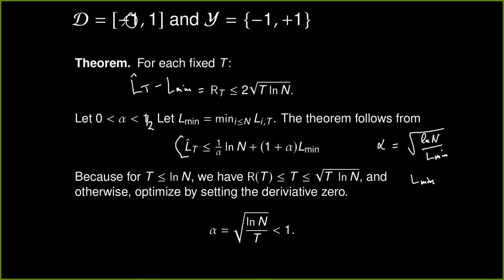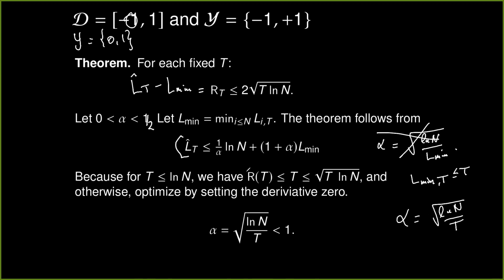D is the interval between 0 and 1, and y is in {0, 1}, just like in the previous example. So in this case, we know that L-min at time t is bounded by t, and we will use this upper bound in our choice of alpha. We set alpha equal to ln n divided by t.